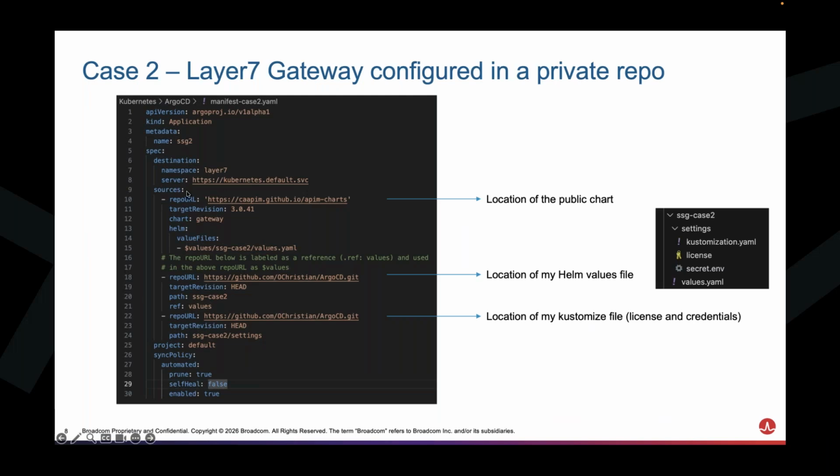As part of the source for defining my application, I have, as I had before for the first case, the definition of my repository where I have the Helm chart for my gateway.